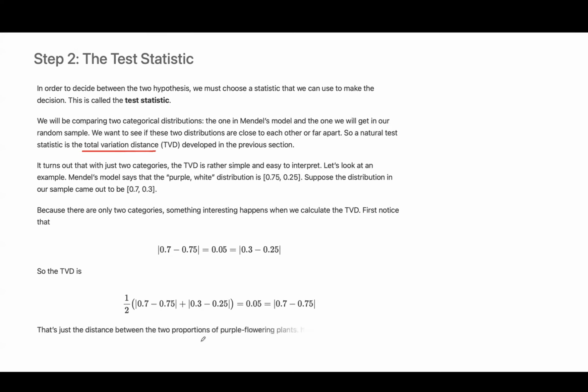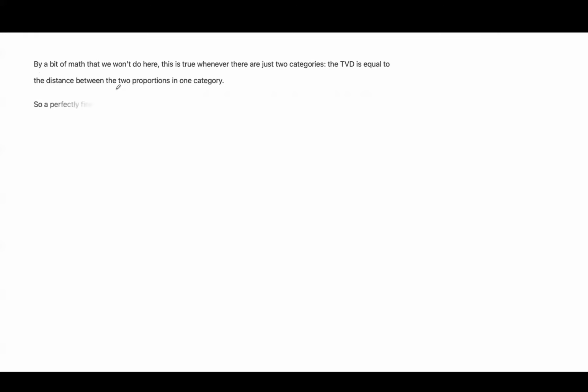That's just the distance between the two proportions of purple flowering plants. It's also just the distance between the two proportions of white flowering plants. So as you can see, the calculation of total variation distance with two categories is very simple. Now, if you do a little bit of math, this is true whatever the number of categories. The TVD is equal to the distance between the two proportions in one category.